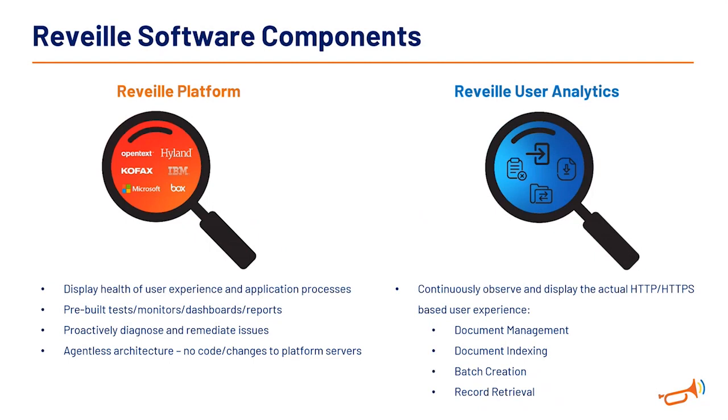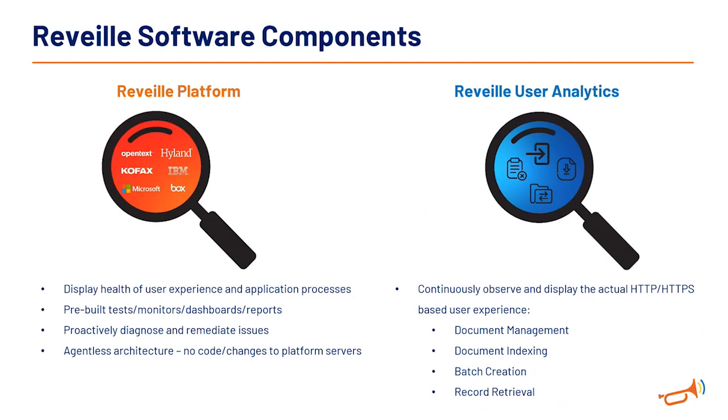Well, Reveille has two significant pieces of code. It's actually one code, but we call it two different codes, and I'll tell you why we do that. We have what's called the Reveille platform code, and the Reveille platform code is the code that we put together that includes the tests that are specific to those ECM environments. In this case, we're talking about OnBase today.